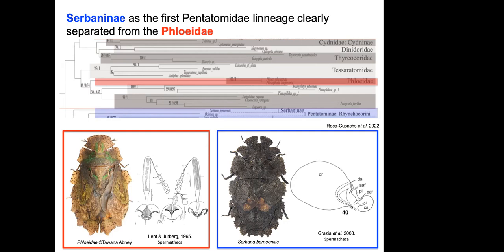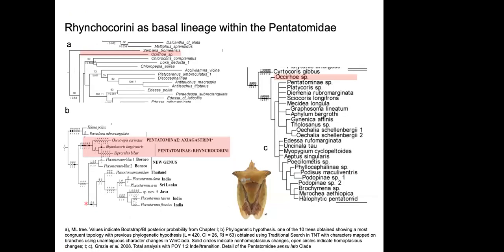Additionally, in the analysis, we found that Rhynchocorines, which is currently a tribe within the Pentatomidae, always appeared as one of these early diverging lineages within the Pentatomidae. And this was obtained in previous results also, and also some unpublished results based only on morphology that I could extract from my dissertation.